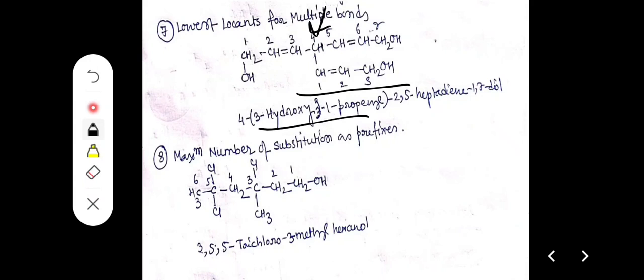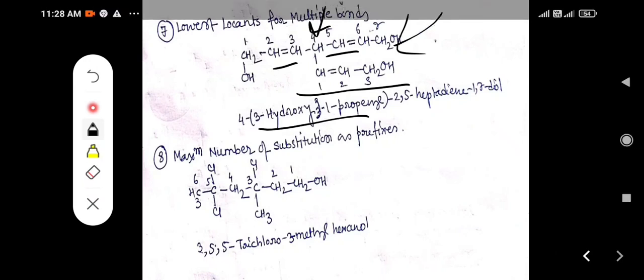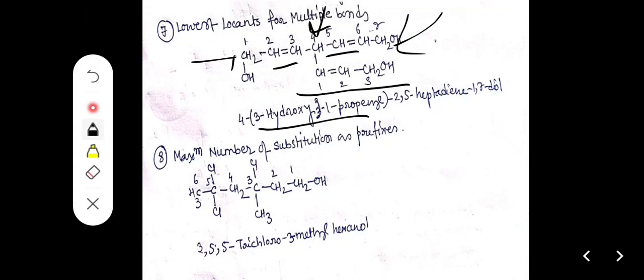Well, in what position? At the 4 position of the main chain having the unit. So we have to consider 4-(3-hydroxy-1-propanol), then 2,5-heptadiene, because the 2 and 5 positions have the double bond. Seven carbons are there, that's why hepta, and diene means 2 double bonds are there, so the di prefix is attached with ene. Then 1,7-diol, because the 1 and 7 positions have the OH group. And 2 OH groups are present, so that's why 1,7-diol.